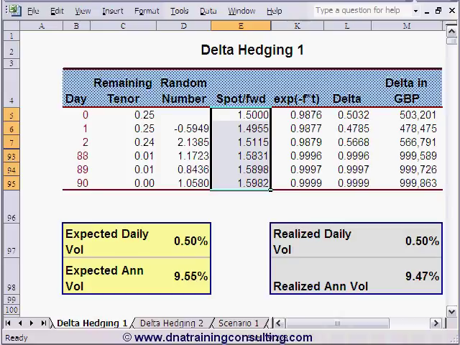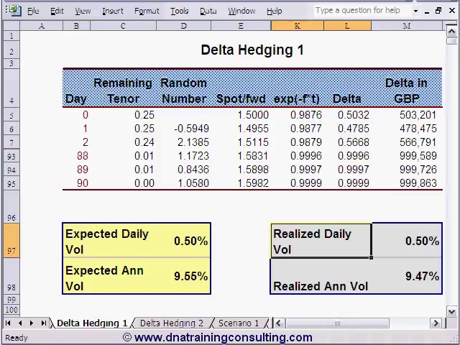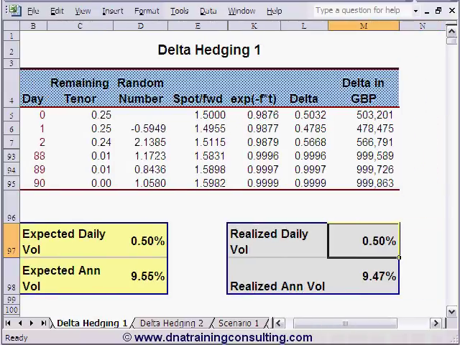The actual or realized daily vol of the time series of spot prices that we just generated in column E appears, as you can see, in this cell M97, and the calculation here of the realized vol is based on the exact formula for defining volatility that you see programmed in the cell, specifically the standard deviation of a bunch of numbers in hidden column F. But if you open the hidden column F, you will see all it does is it takes the logarithms, in essence, of the numbers in column E.